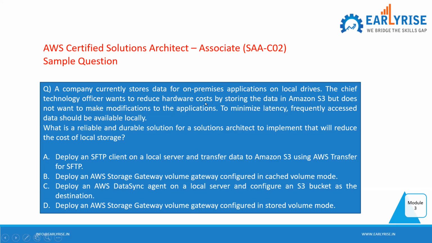cost. Now, you should never forget this term. Just remember, reduce hardware cost. So the chief technology officer wants to reduce hardware cost by storing the data in S3, but does not want to make modifications to the application. If it is a cloud native application, then it will directly access S3. But whatever application is running on premises cannot understand what S3 is. So you require some kind of solution.